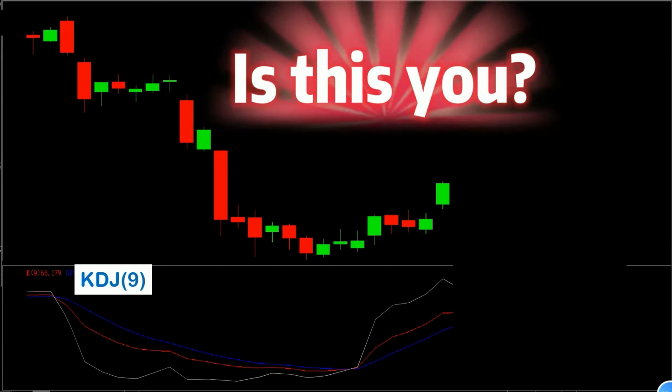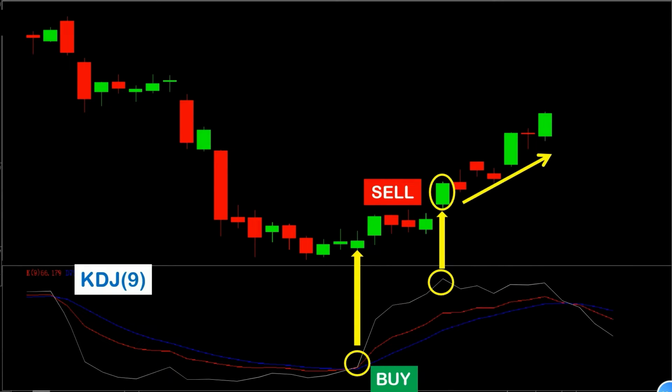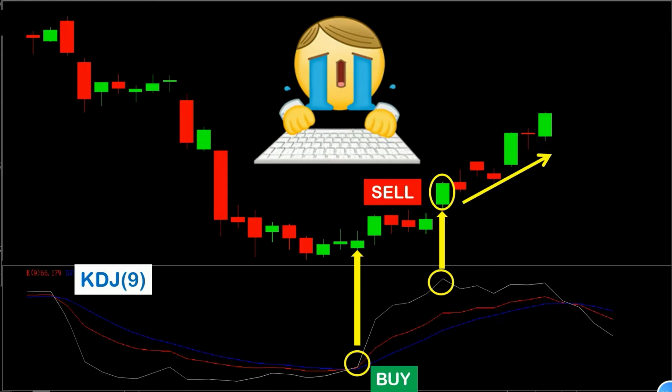Is this you? Buy at a low point. After a very short period, KDJ began to prompt a sell signal, and the result is that the price soared after you sell. And you are like, oh my god, it should be my profit. Now I watch them slip away from it. What's wrong with KDJ? Is KDJ an indicator that gives a lot of wrong signals?